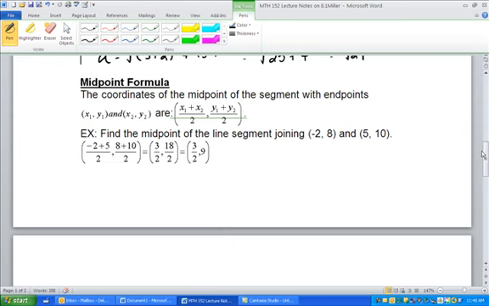Okay, now the midpoint formula, basically what we do is we take the average of the points. So in other words, we're going to add the x coordinates and divide by 2, add the y coordinates and divide by 2, and that gives us our midpoint. So -2 plus 5 divided by 2, 8 plus 10 divided by 2, we get 3 halves and 18 halves, and we can reduce 18 halves to 9. So we come up with our midpoint there.